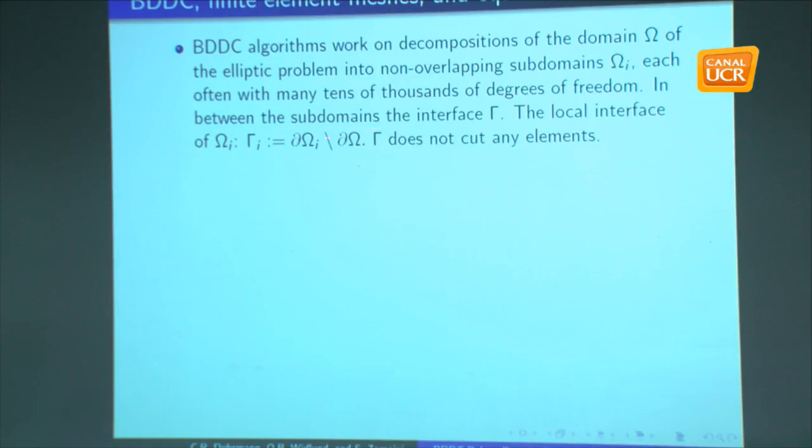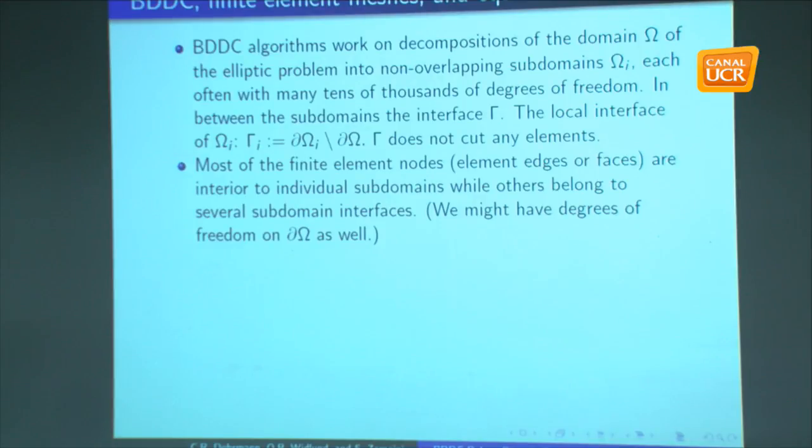And the local interface for a subdomain omega I is simply the boundary of it, except for the boundary of the original assembled domain. So we assume that the subdomain doesn't cut through any elements. Each subdomain is a union of elements.